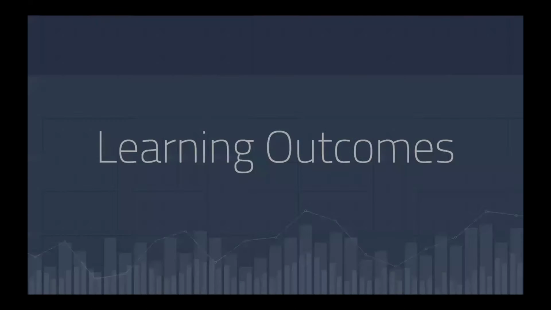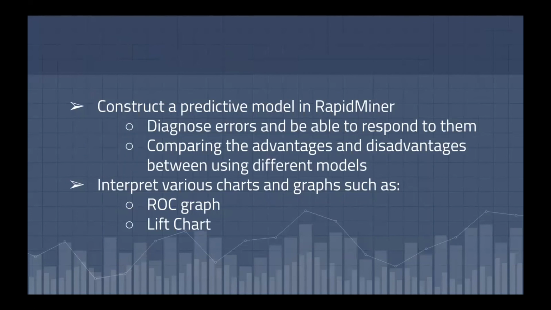Learning outcomes. Overall, thank you, Baker, for giving us the opportunity to work on something that is so relevant to the workforce. Two big things we learned from doing this project: one, to construct a predictive model in RapidMiner, diagnose errors, and be able to respond to them, and also have the ability to assess the source of a problem and use different operators to find the solution. Compare the advantages and disadvantages between using different models. And we were also able to interpret various charts and graphs, such as the ROC graph and the lift chart.